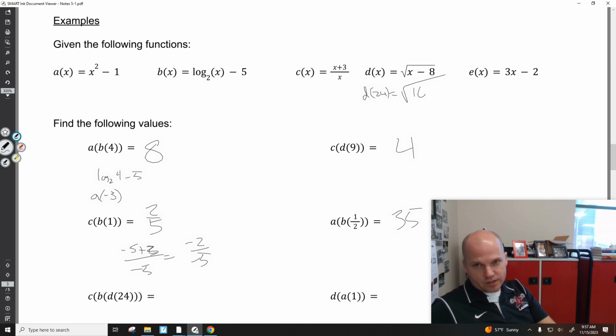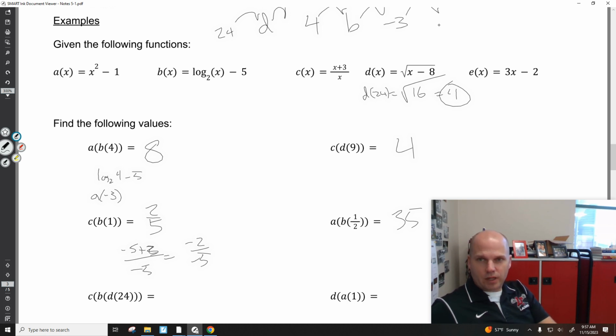What's 24 minus 8? 16? Yeah, we really like 16. It's 4. Okay, boom. Our first machine worked. I took 24. I plugged it into D. D got me 4. I will take 4 and plug it into B. I got 2 minus 5, which is negative 3. I will take negative 3 and plug it into C.